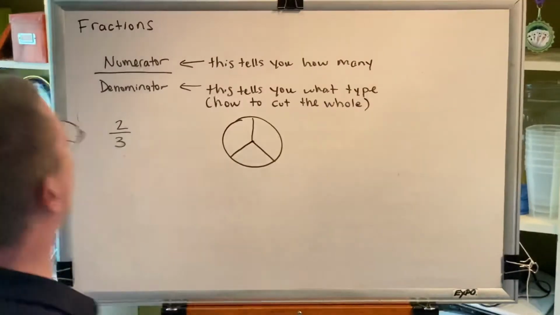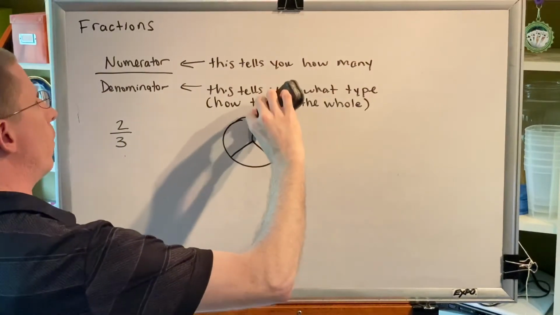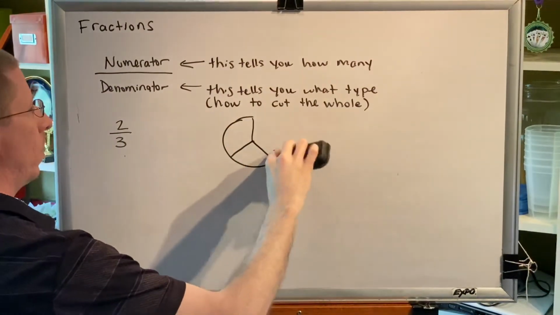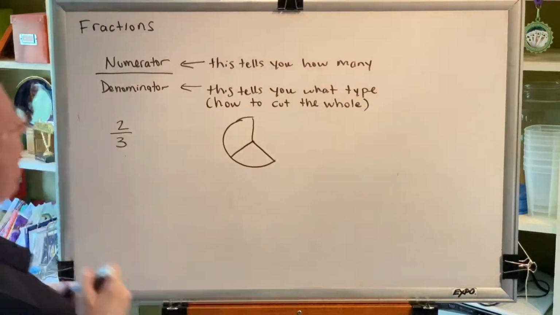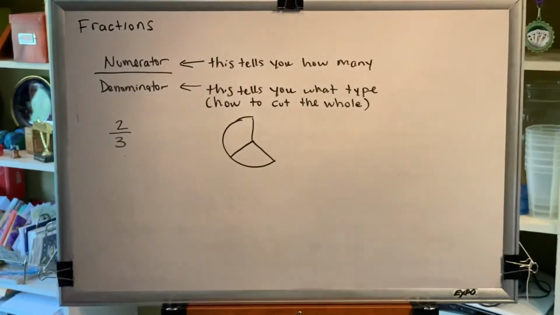There are 2/3. So if I get rid of this little part of my pie here, I can see that now I have 2/3 of a pizza. This is how fractions are represented.